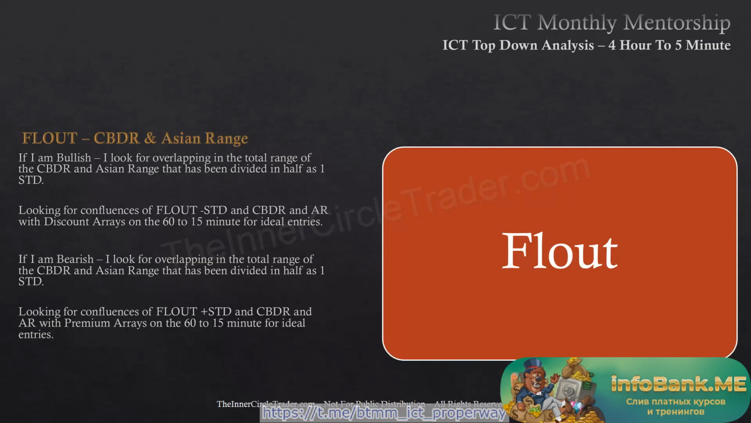Now, flout can be many standard deviations. There isn't a rule-based idea like there is for central bank dealers range or Asian range. Asian range can go up 1 or 2 standard deviations and create a high, or down 1 or 2 standard deviations to create a low of the day. Flout can be many standard deviations that have to keep being applied and added to as the daily range goes up. You keep adding another level of flout.